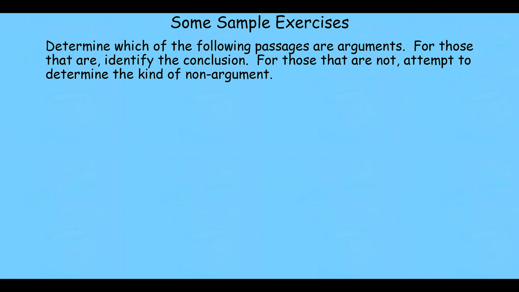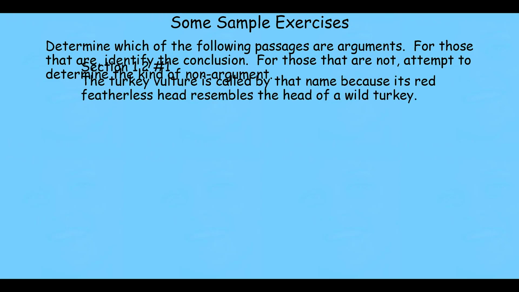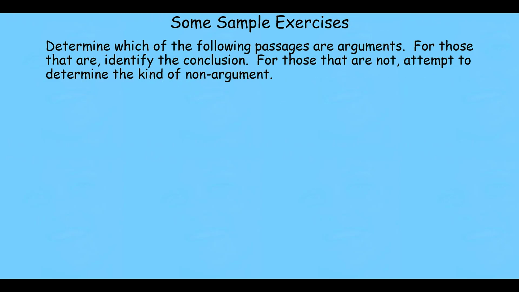Let's look at another example. Determine which of the following passages are arguments. For those that are, identify the conclusion. For those that are not, attempt to determine the kind of non-argument. Let's look at some more examples of exercises. The instructions for these exercises say determine which of the following passages are arguments. For those that are, identify the conclusion. For those that are not, attempt to determine the kind of non-argument.